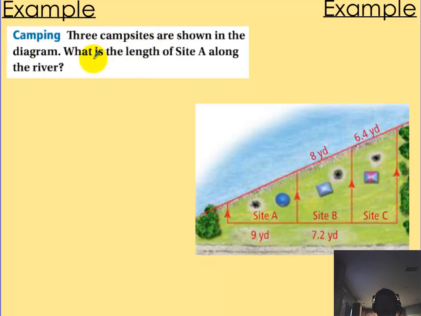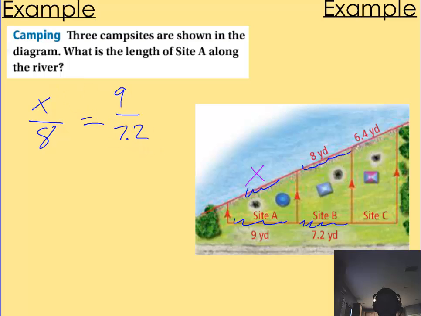Alright, three campsites are shown in the diagram. What's the length of site A along the river? I'm going to call that x. So we can make some proportions here. We've got parallel lines, and the transversals are the lake shore, and this other side right here, the edge of these camps. So I can make some proportions. I can say this x over this 8 equals this 9 over this 7.2.